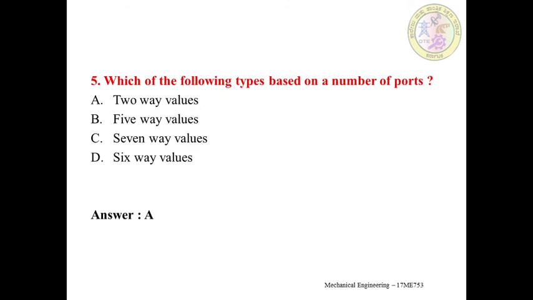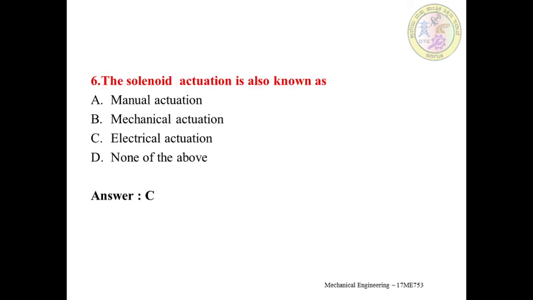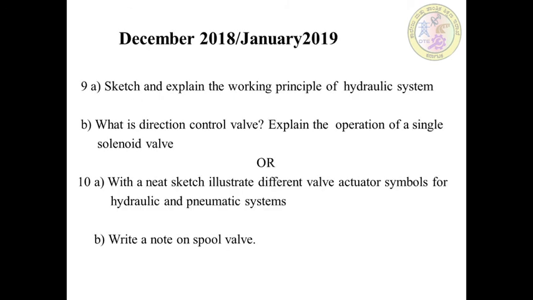Which of the following is a type of valve based on the number of ports? 2-way valve, 5-way valve, 7-way valve, and 6-way valve. That is answer A, 2-way valve. The solenoidal actuation is also known as: the options are manual, mechanical, electrical, none of the above. The answer will be C, that is electrical actuation.